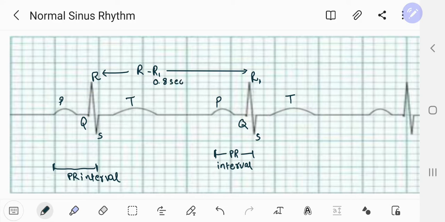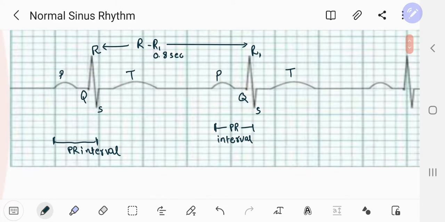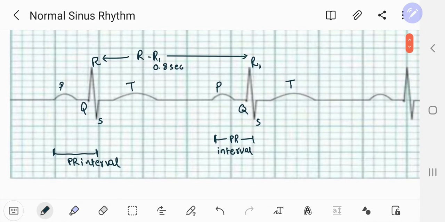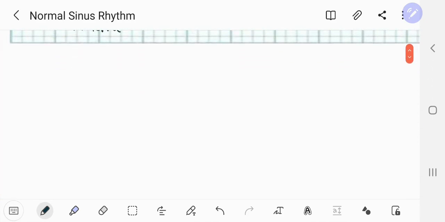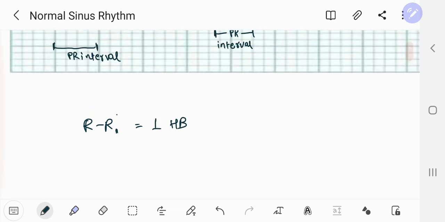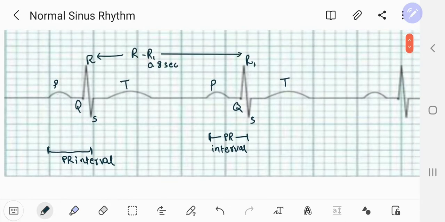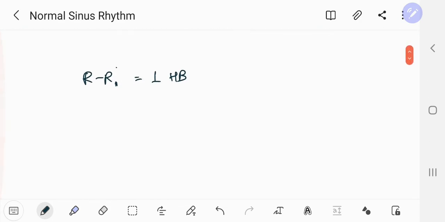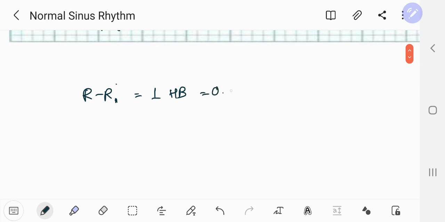Now, let's talk about a cardiac cycle first. In a normal human being, one R to R dash or R1 interval gives us one heartbeat. One heartbeat is the atria systole and diastole, and the ventricles systole and diastole. So we calculate one heartbeat from one R to the second R. So R to R1, which is 0.8 seconds, is equal to one heartbeat.